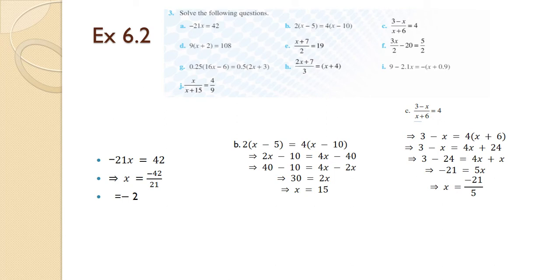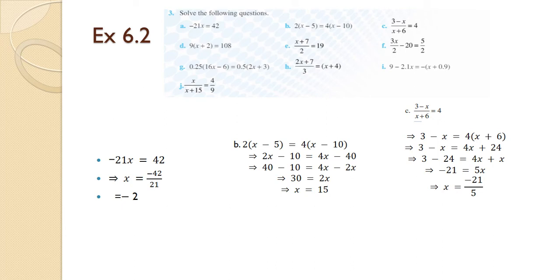Let me come to C. Here you can see that the question is 3 minus x divided by x plus 6 is equal to 4. I can even write it as 4 by 1. So first step I will cross multiply. So that will be 3 minus x is equal to 4 into x plus 6. Next step I will open the bracket. So it will be 3 minus x is equal to 4x plus 24.